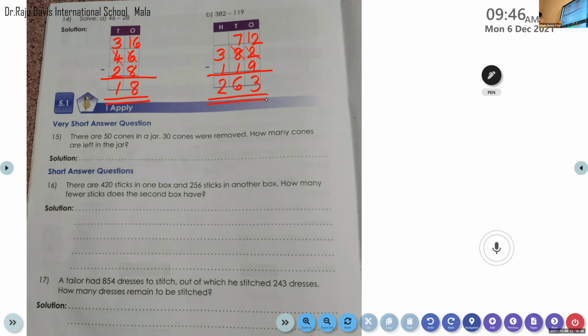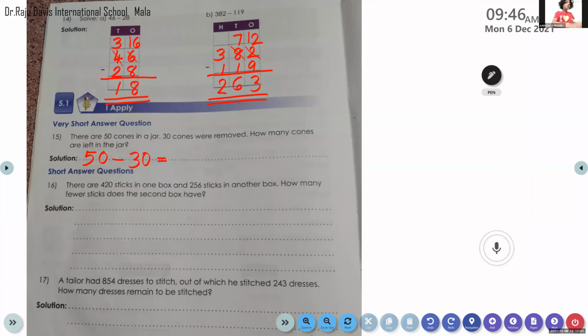So you can see the word left. So here we have to subtract the numbers, right? So first we have to write 50 minus 30. All of you please write like this. 50 minus 30. The answer is 20 coins. Yes. And if you're having any doubt, you have to arrange it.